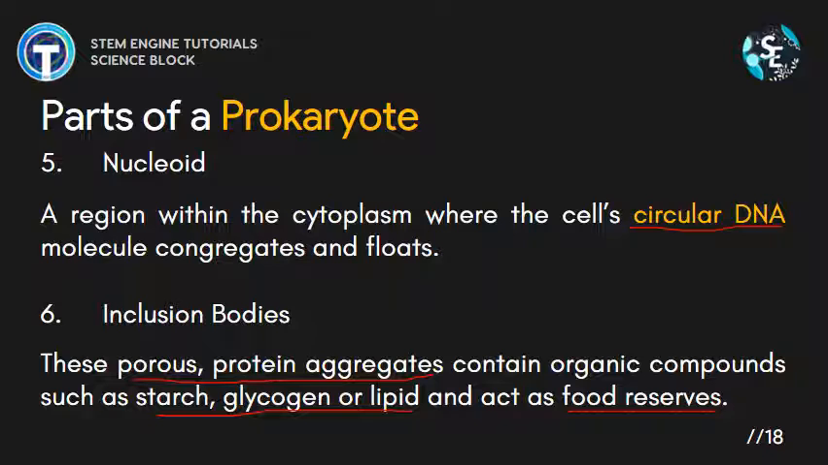And next, we have the inclusion bodies. So inclusion bodies are porous protein aggregates that contain organic compounds such as starch, glycogen, or lipid and acts as food reserves. So typically kasi, lalo na yung mga organisms that live in extreme environments which are called extremophiles, typically ang food source nila doon is very scarce. Therefore, they are forced to have food reserves in order to maintain their nutrition and of course to carry out their metabolic processes.